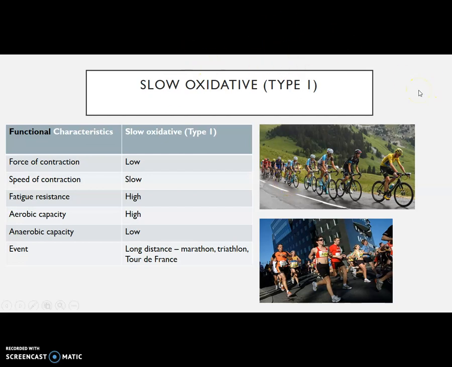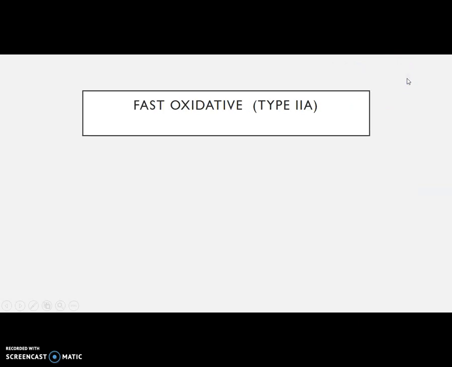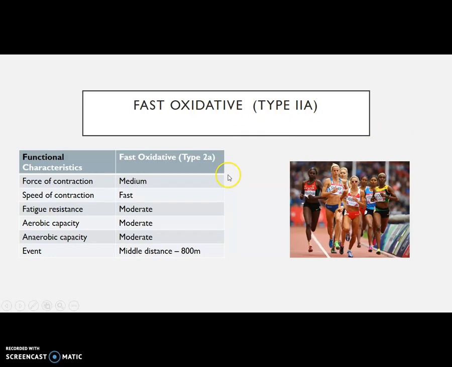Then let's work up in stages. So we've gone from slow oxidative, so low intensity muscle fibres. Now we're going to look at a type of fast twitch muscle fibre. This one's called fast oxidative, and this is type 2A. Now for this the force of contraction is medium, the speed of contraction is fast because it is essentially a fast twitch muscle fibre, fatigue resistance is medium or moderate, aerobic capacity is medium or moderate, anaerobic capacity is medium or moderate, and this is good for middle distance events such as the 800 metres.